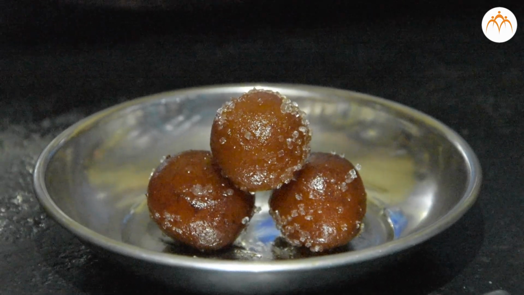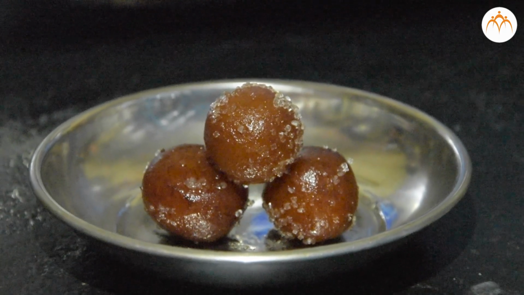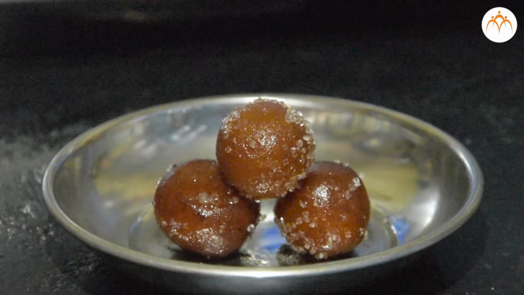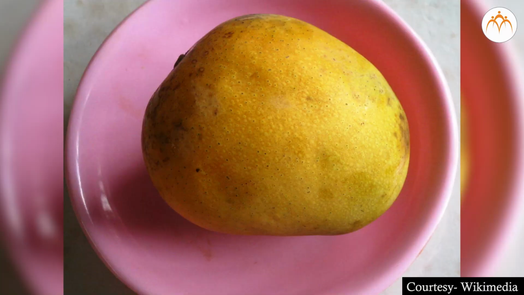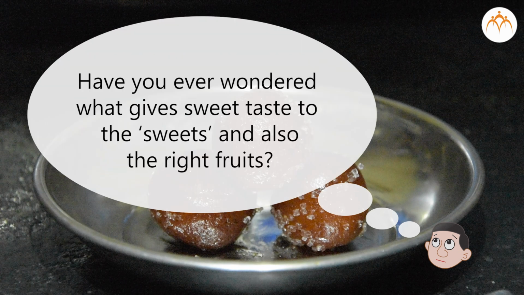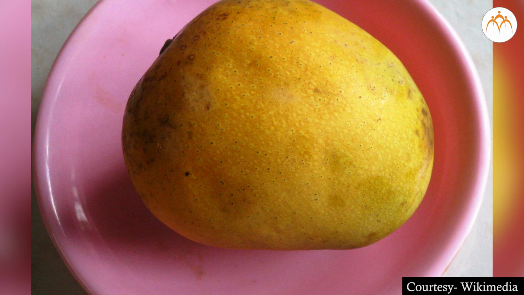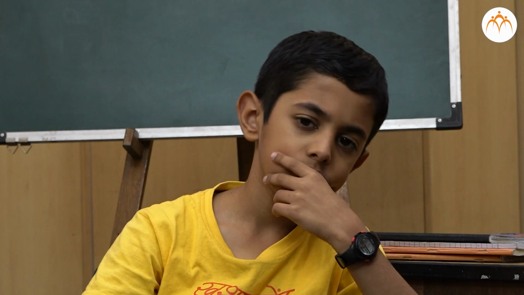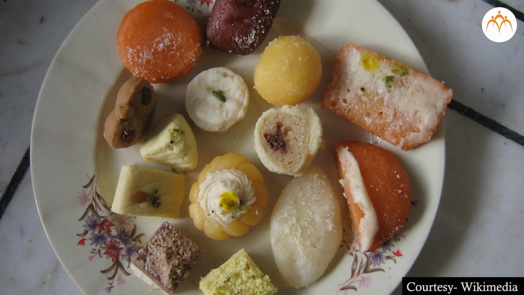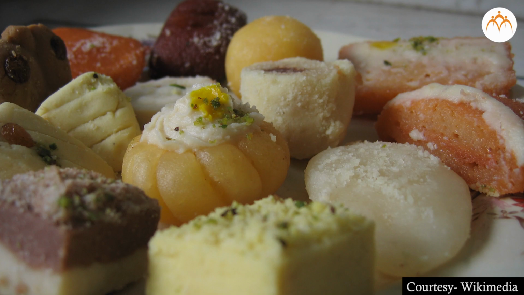Now suppose someone lovingly offers you a gulab jam, but it is not sweet. You put a piece of mango on your tongue, but it has no taste. Have you ever wondered what gives this sweet taste to the sweets and also the ripe fruits? Yes, you're right. The answer is sugar. It is also a kind of carbohydrate, but different from starch. It is known as glucose. The sweet food items contain different kinds of glucose.